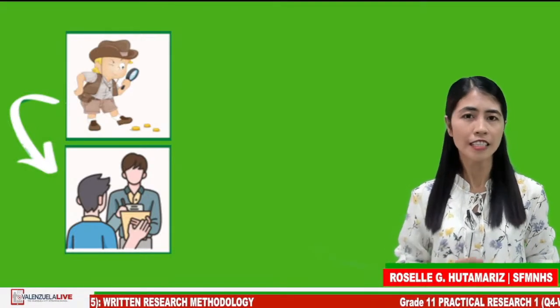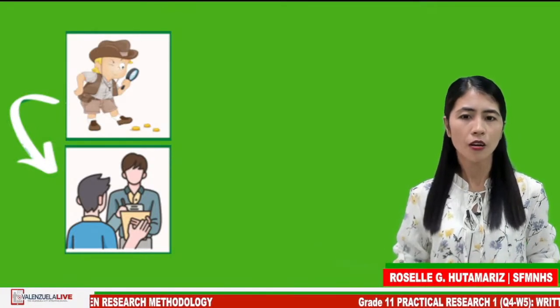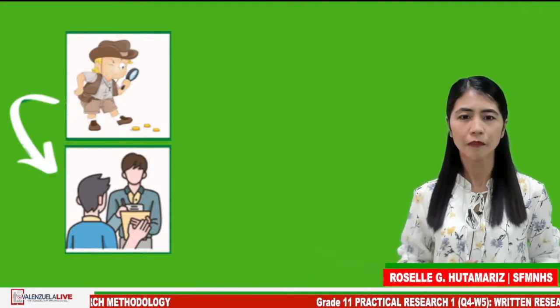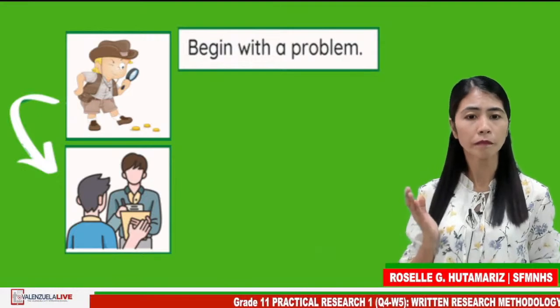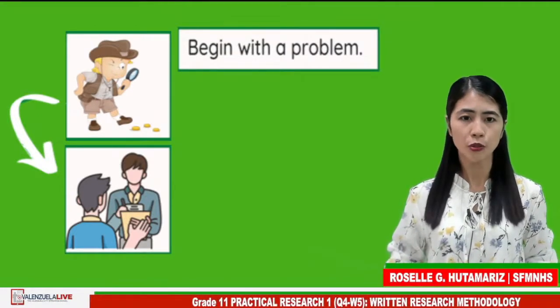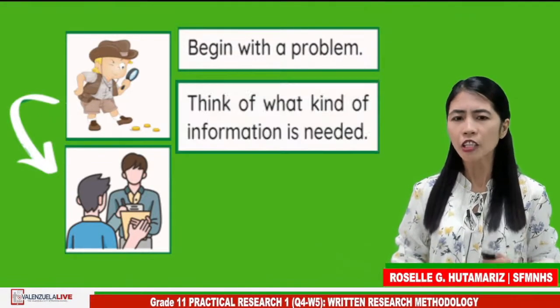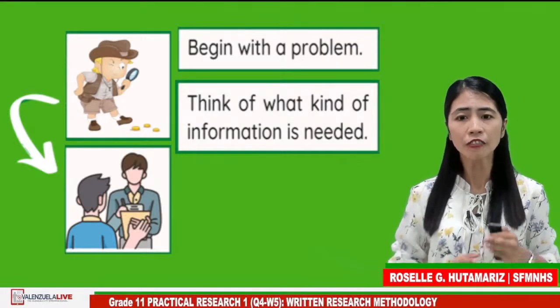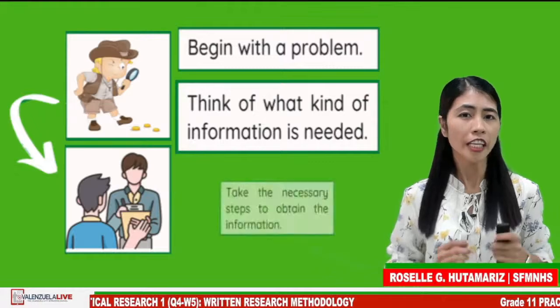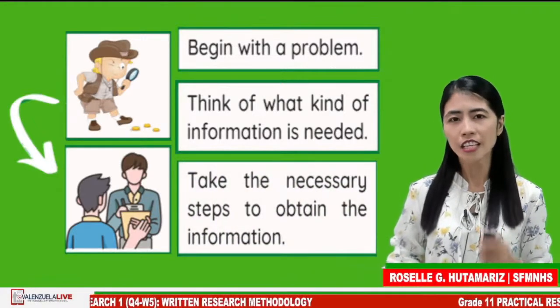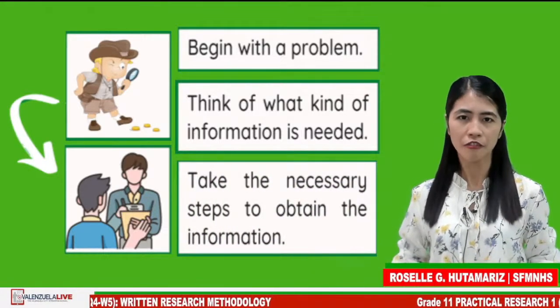Julius' treasure hunting dilemma reflects what the research writing process is. You begin with a problem that needs to be answered. Then you think of what kind of information you needed to solve the problem. Finally, you take the necessary steps to obtain the information.